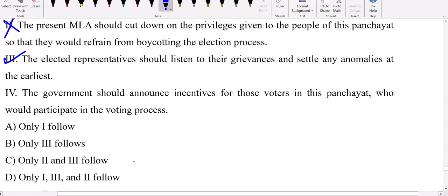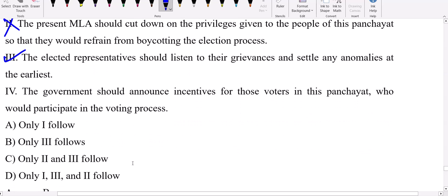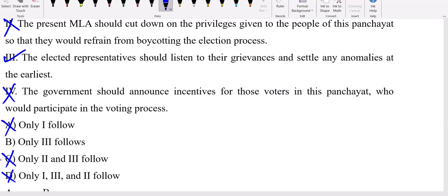Now they have given options like only one follows, only three follows, only 2 and 3 follow, only 1, 2 and 3 follow. Four is not there at all, so I don't discuss four. Option four is not given, which means they themselves said in the question that four is not correct. So we already decided four is not correct. The third one is correct, so it's not that only one follows; only the third follows. The second one is not required. I know the third one is correct and the second one is wrong. The second one being wrong means options C and D are eliminated. Third one follows, and that is there in option B.